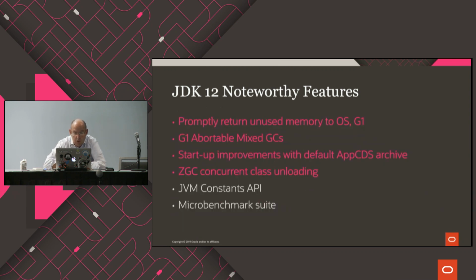In 12, more work on G1, making sure that if you don't use all this memory, the VM can work with the container and the operating system to manage the physical memory and share it, in some cases, with other processes if you're not using all of the heap.